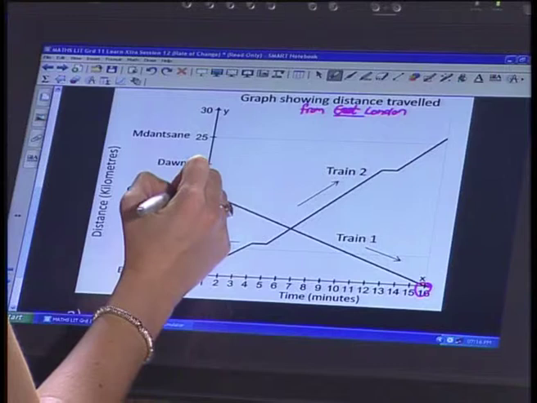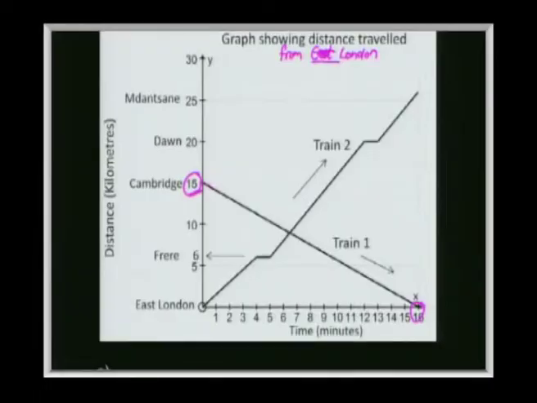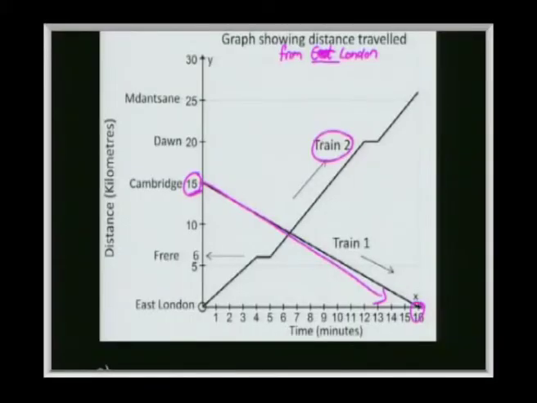So as you can see, Cambridge is 15 kilometres away from East London, and the line goes down, which means that it is travelling towards East London. The distance between East London is getting less and less over time, which means it's getting closer and closer to East London. Whereas train 2, as you can see, goes away from East London. It's a graph which is going up, which means the distance from East London gets bigger and bigger as the train gets further and further away.